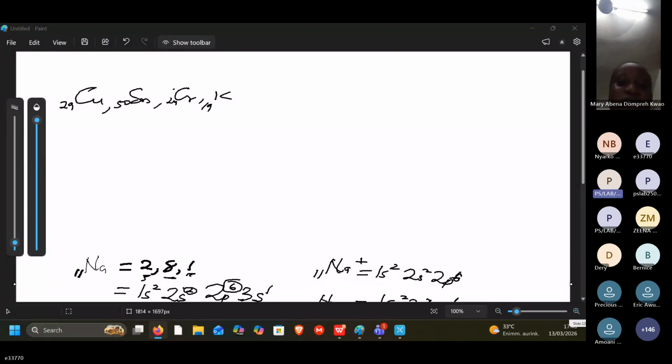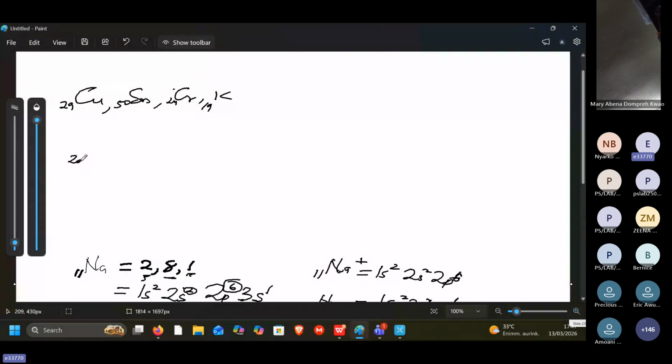1S, 2S, 2P, 3S, 3D. Okay, let's see for the copper. If you want, you can write the long electronic configuration, but if you want, you can also use the condensed way, the noble element approach. So which noble element comes before copper?